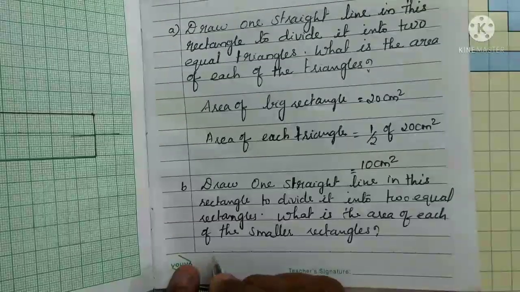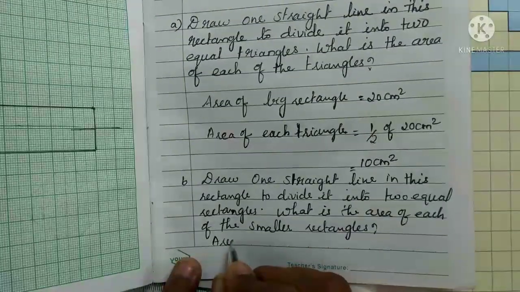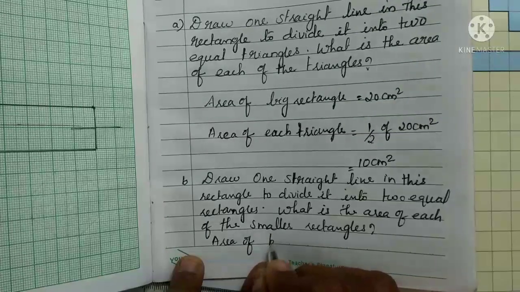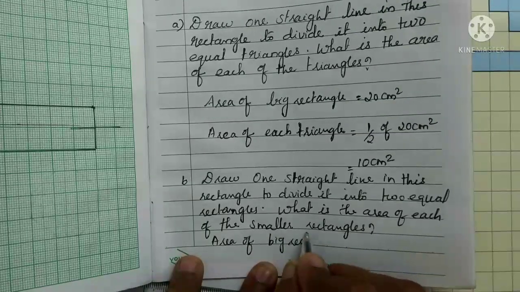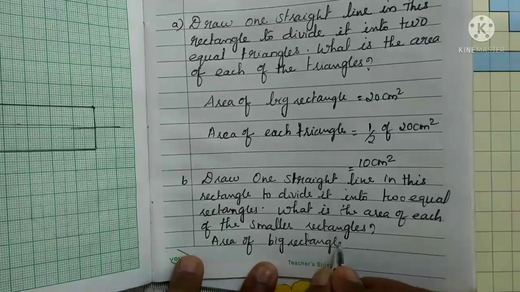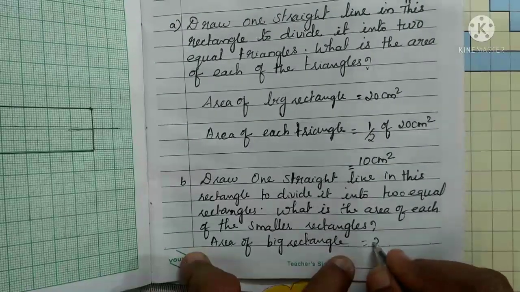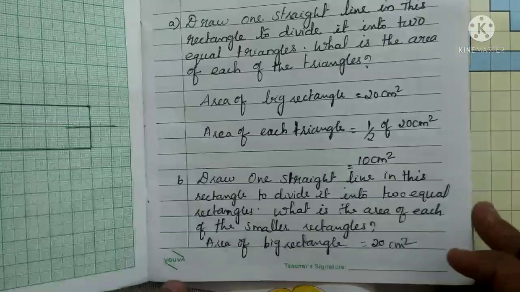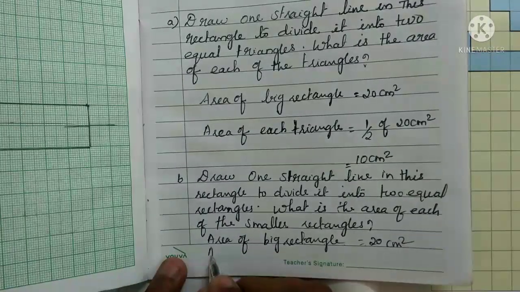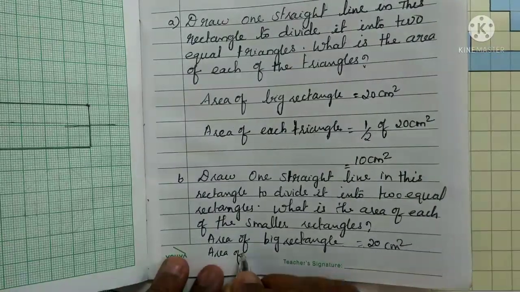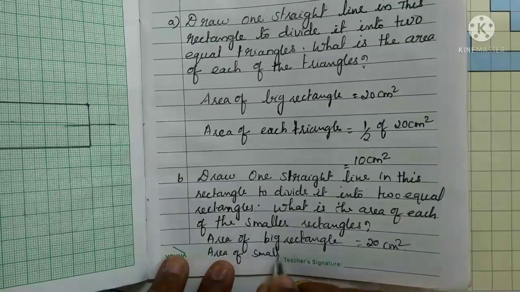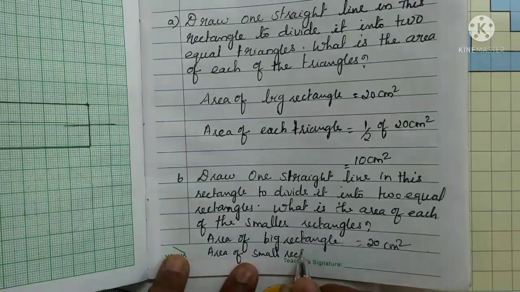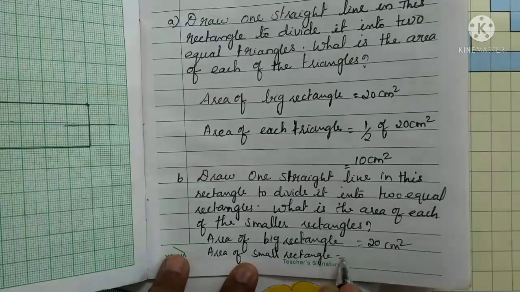Yes, already we have to know the area of the big rectangle is equal to 20 centimeter square. Then what we have to find out is the area of the small rectangle. How can we find out this answer?